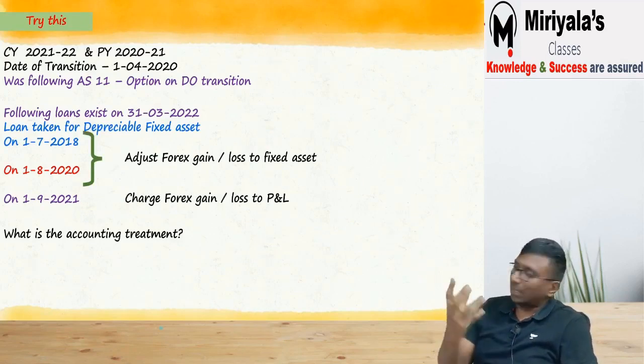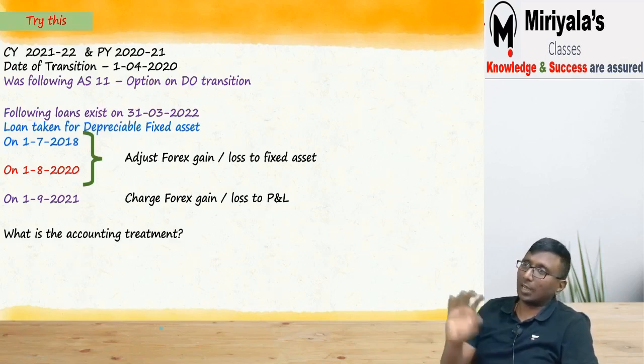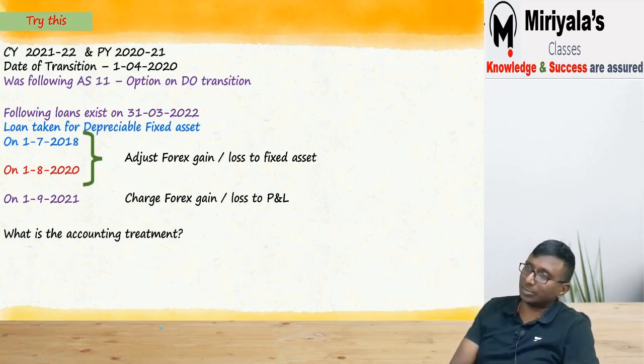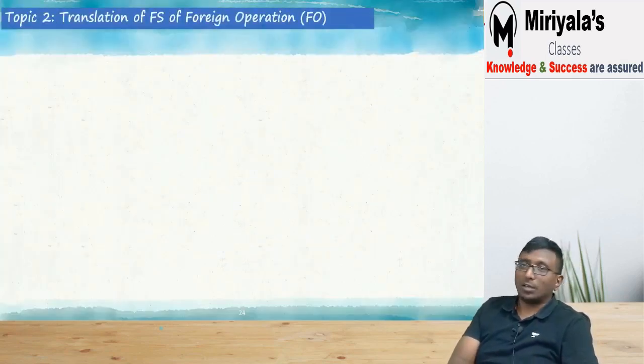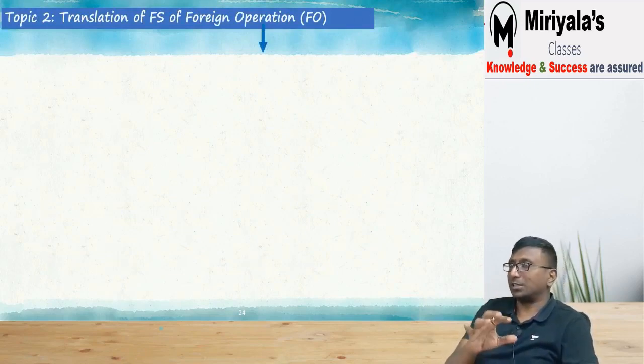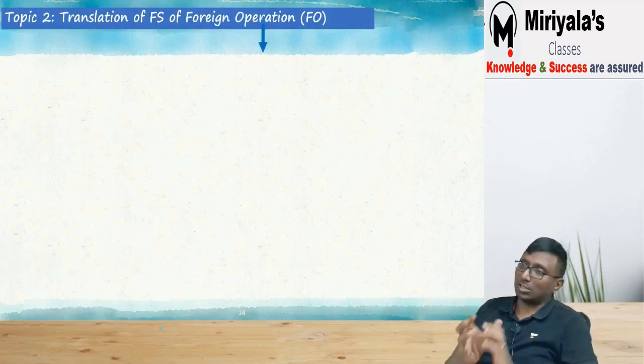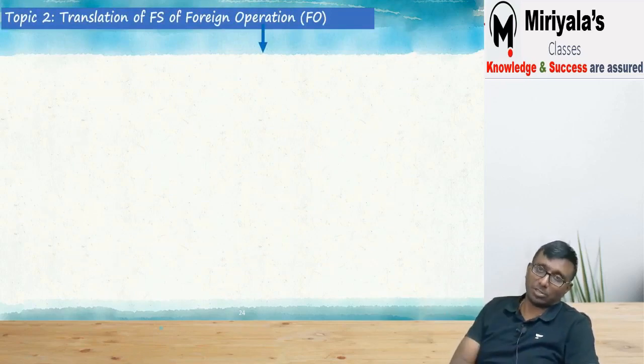Agree? This is nothing but a concept capsule of a question. I just summarized it and kept it. But you understood now. If you understood the concept of the diagram, then this is easy. So with this, we are done with topic number 1, that is foreign currency transactions entered into by the company themselves.